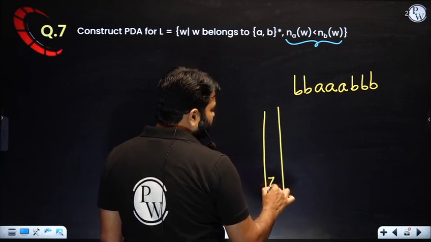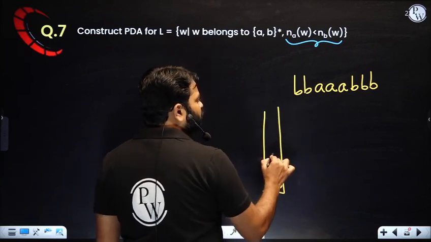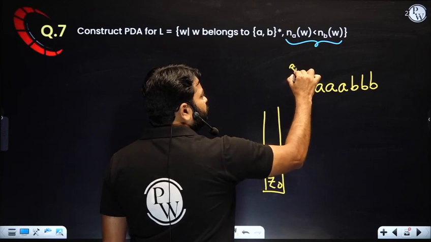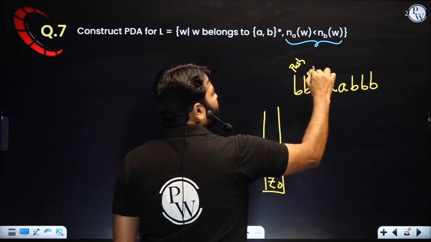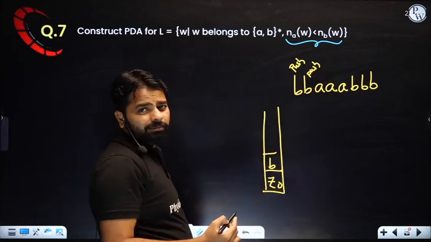Initially, who is there? Z0. B, we push. We are going to push. As nobody is there, B push. Why? Because B and B both are the same symbol, so we push.